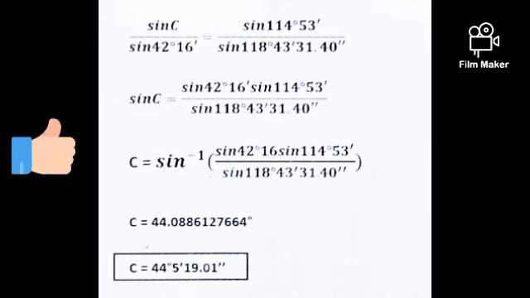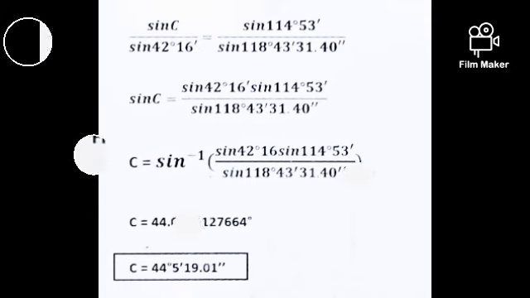The given small c or side c is 42 degrees, 16 minutes, and the angle capital C that we get, 44 degrees, 5 minutes, and 19.01 seconds, both terminate in the same quadrant, the first quadrant. So there is no need to take the supplement of angle capital C.